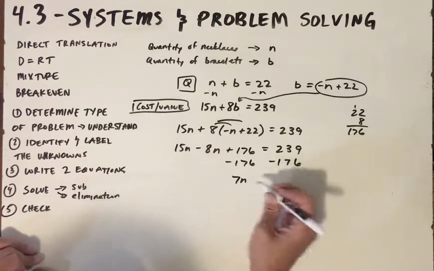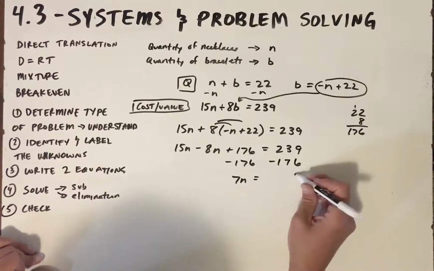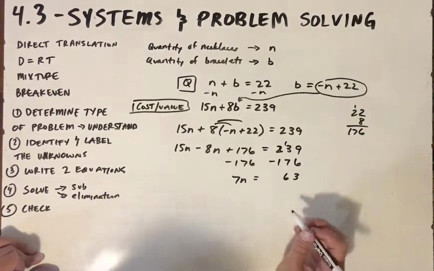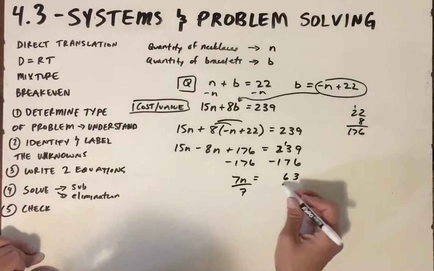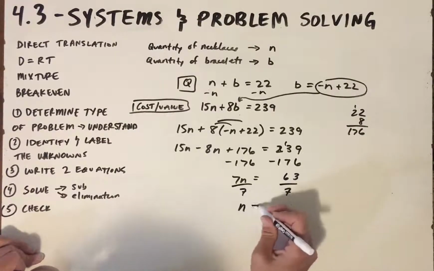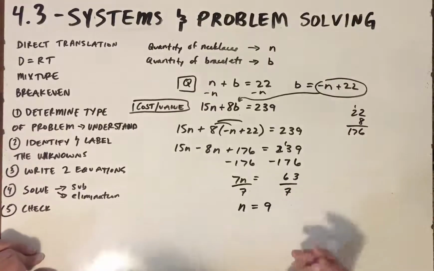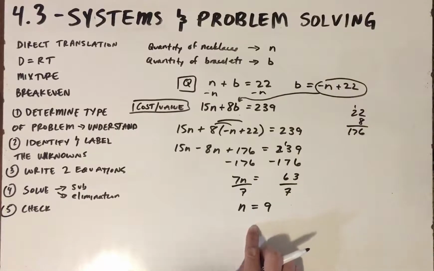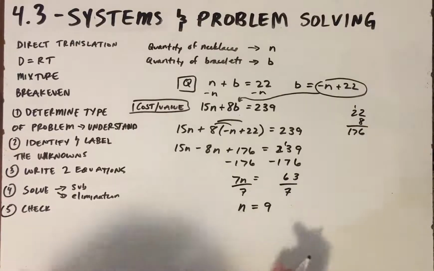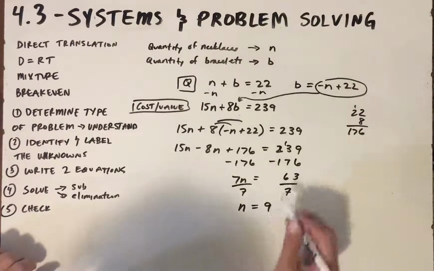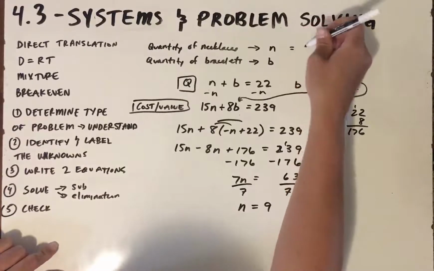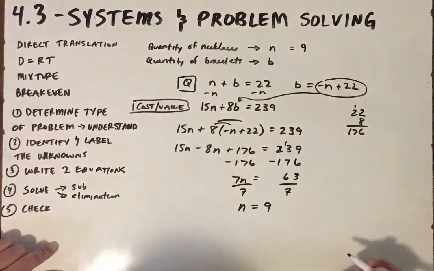So I'm going to get that 7n is equal to 63. I divide by 7 and we get that n is 9. Now, like I said, by the time you get to this point here, you might forget. You'll literally be like, okay, that's great, n is 9. What does that mean? Well, that means the quantity of necklaces. Remember that n represents the quantity of necklaces, so I know that we bought 9 necklaces.